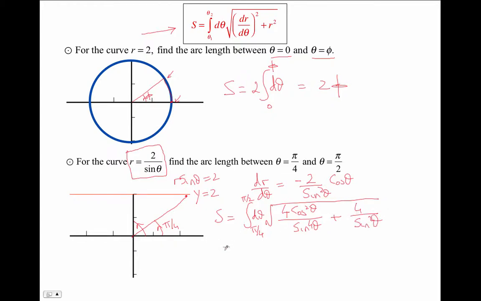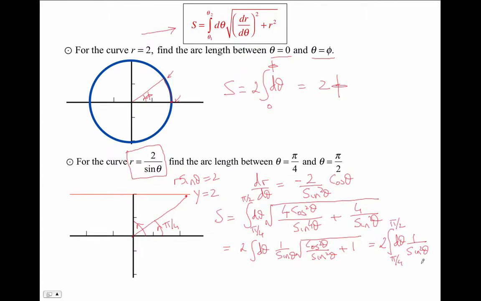Let me take this 4 over sine squared theta out, so that becomes 2 times integral d theta, and we have 1 over sine theta, and then square root of cos squared theta divided by sine squared theta plus 1. And now this square root factor is simply 1 over sine theta itself, so this is 2 times integral d theta 1 over sine squared theta, and of course we're going from pi by 4 to pi by 2.